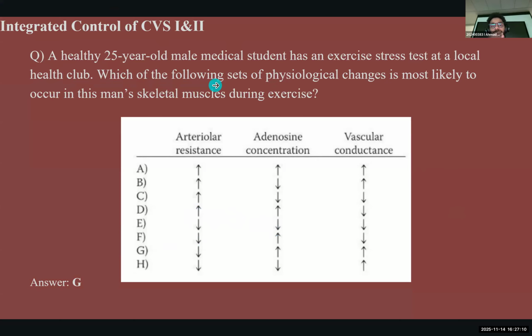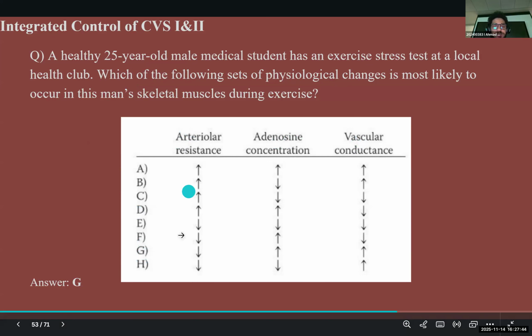I'm going to show you how to approach this question. They mentioned that he's taking an exercise stress test, so it's basically when you're exercising. What is going to happen to these three parameters? Arterial resistance, adenosine concentration, and vascular conductance. When we're exercising, we're using up more oxygen and more nutrients. So how does the body respond to that? It's going to decrease the resistance in the arteriolar system so that the blood can flow more smoothly, and that makes sense. That's why the arteriolar resistance goes down.